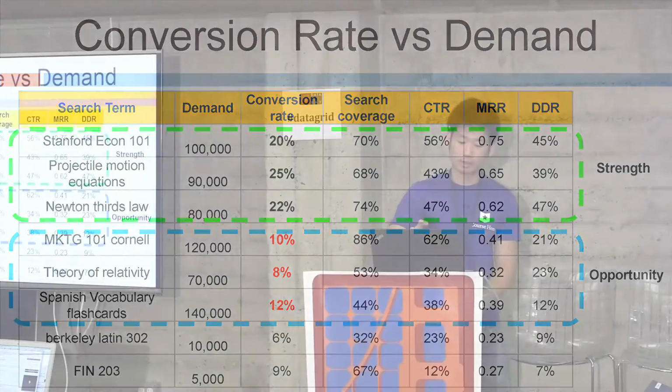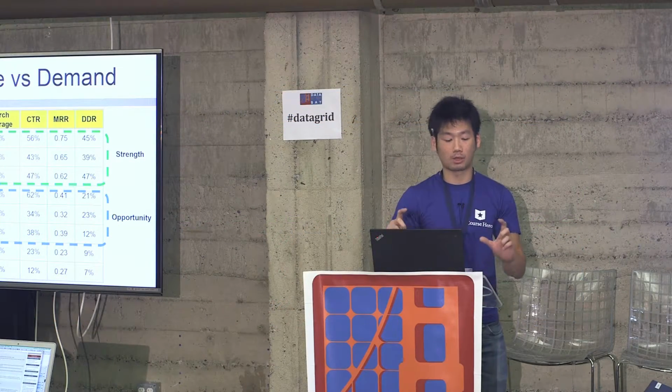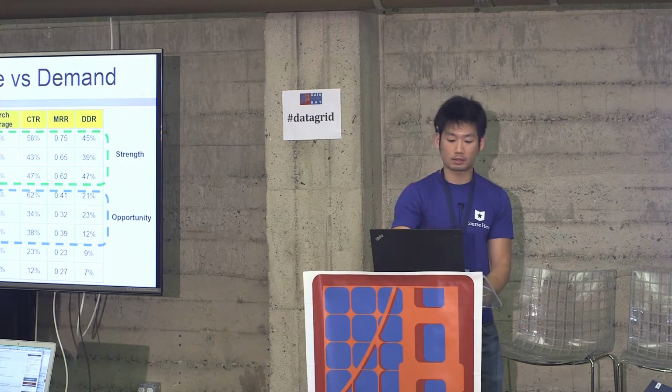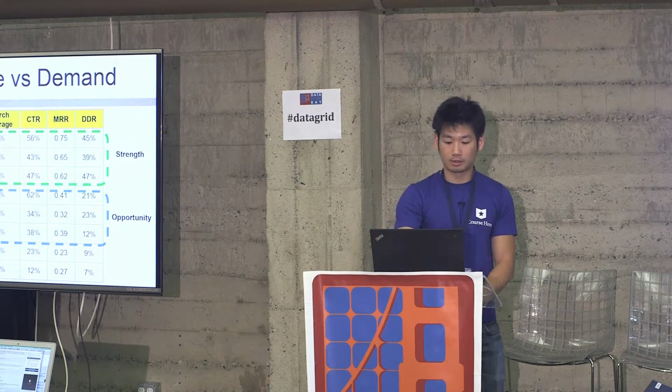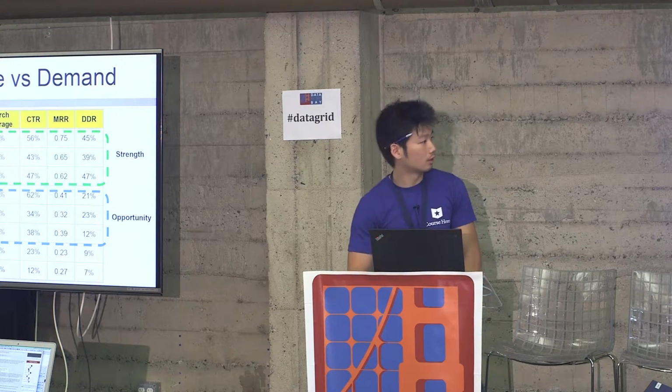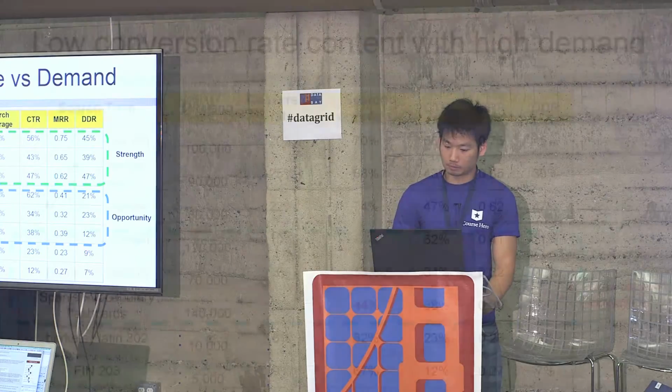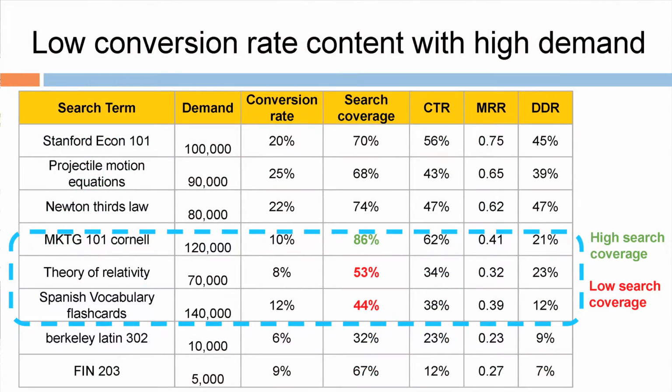Then we have the second set of search terms, which are our opportunity quadrant, right? The demand is just as high, if not higher, than the strength quadrant, but the conversion rate is significantly lower. If we want to double click into that opportunity quadrant and dive in a little deeper, we can look at the search coverage rate, which is the fourth column. You can see that the first search term, Marketing 101 Cornell, has roughly 86% coverage, which is much higher than the other two.